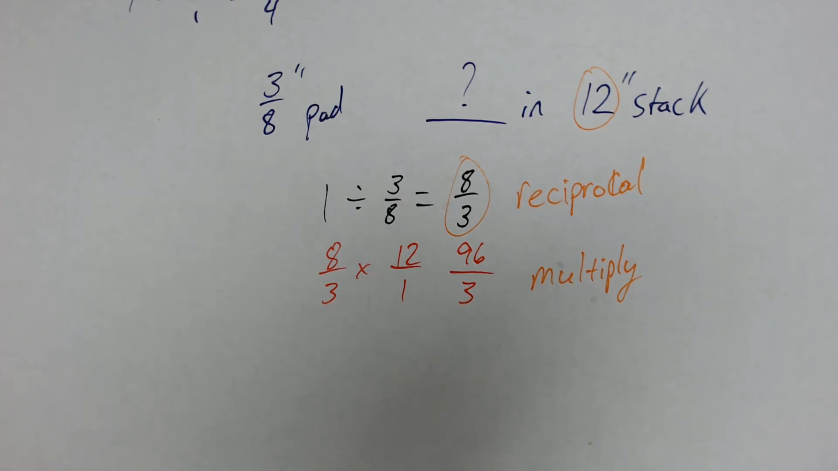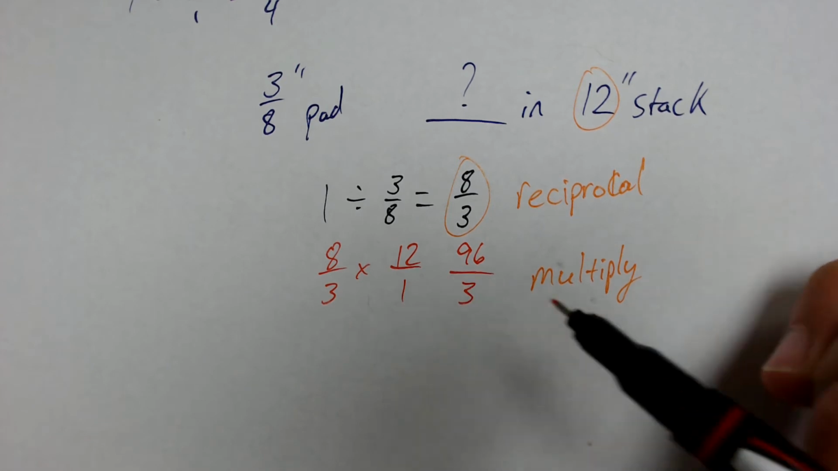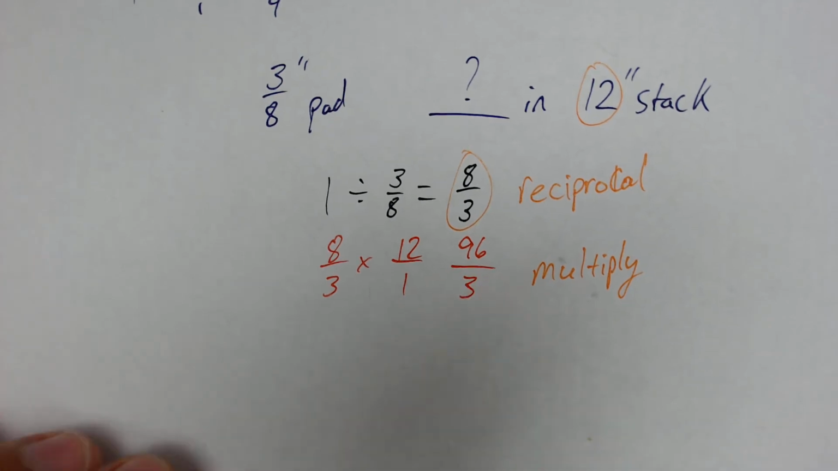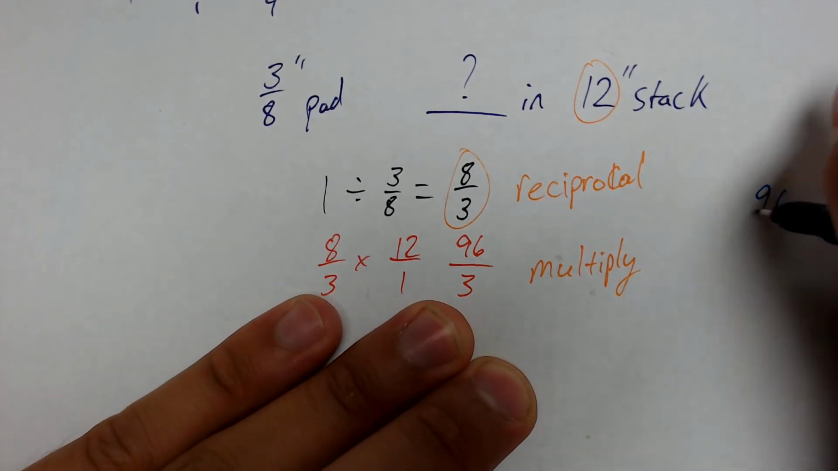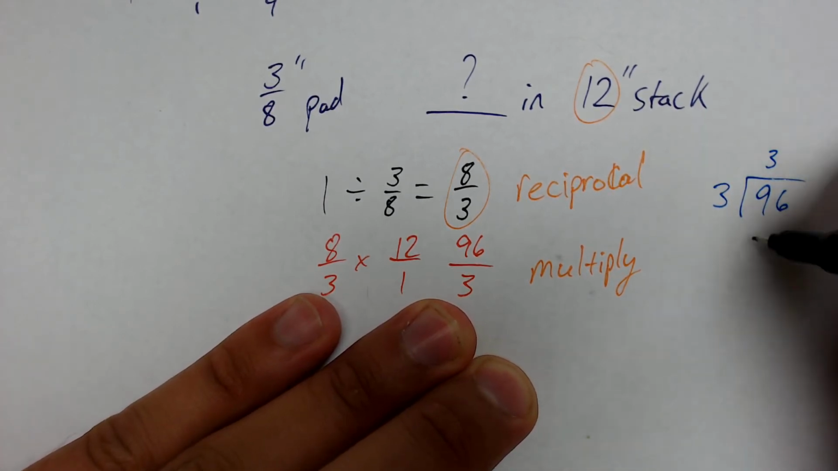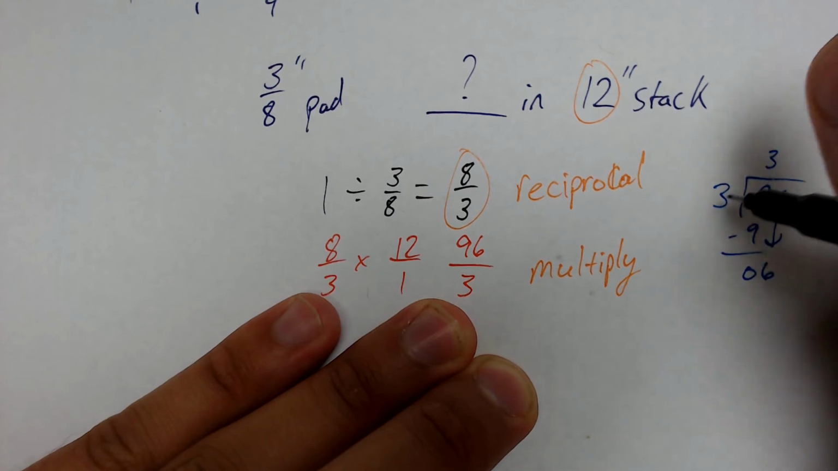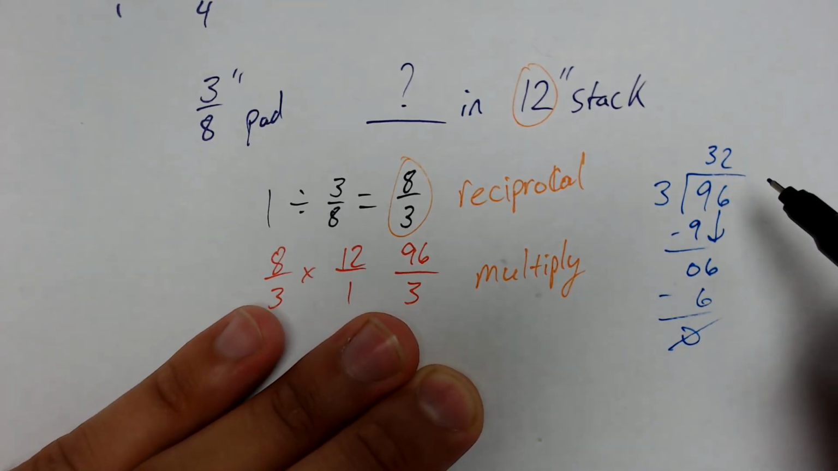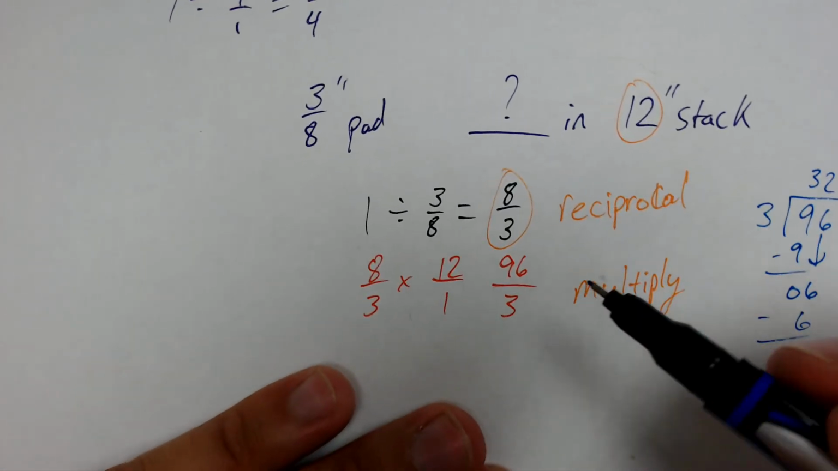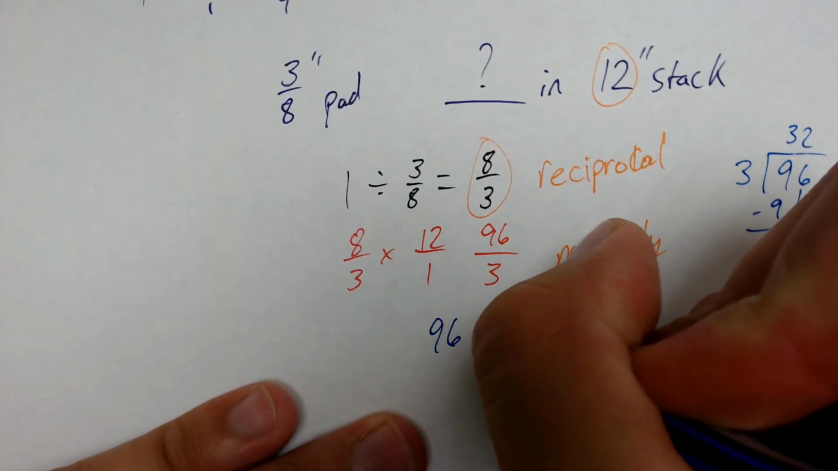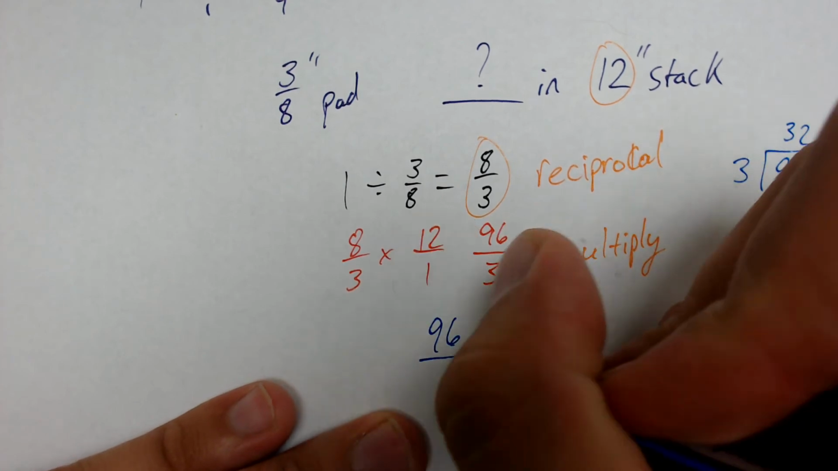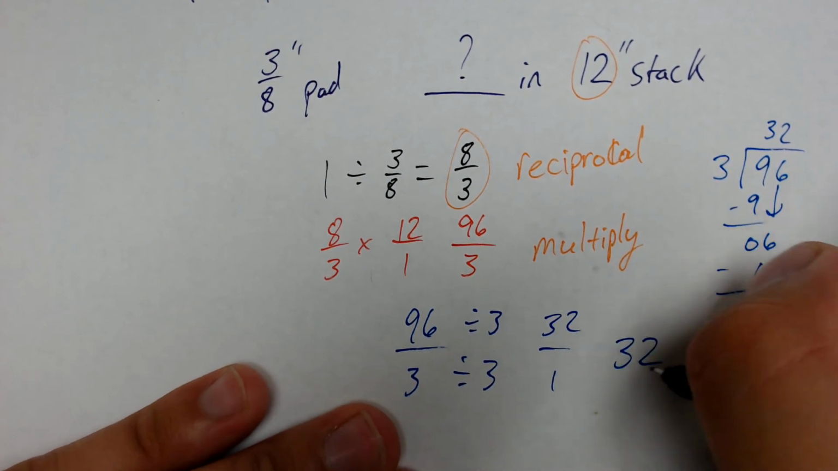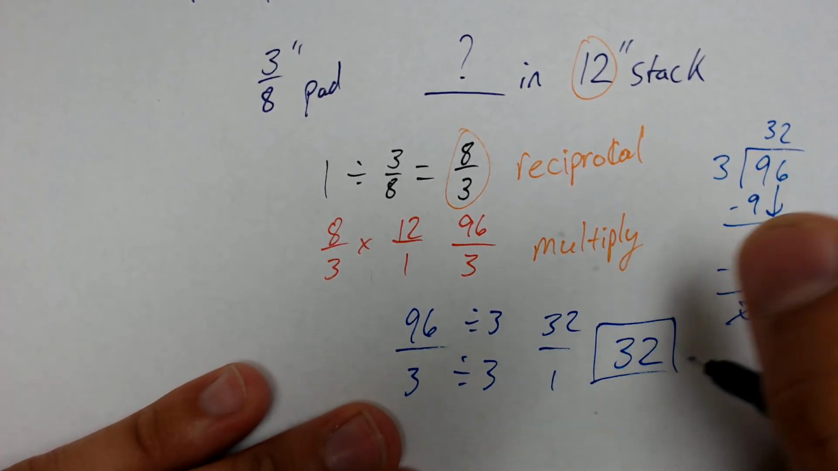Can I reduce this? Well, if I use my divisibility rules, I can take 9 plus 6. That gives me 15. 15 is divisible by 3. So I can divide both of these numbers by 3. Let's figure out what this is reduced. So let's take 96 divided by 3. 3 goes into 9 3 times. 3 times 3 is 9. Subtract 0, bring down the 6. 3 goes into 6 2 times. 2 times 3 is 6. And it zeroes out. So my answer is 32. So if I take 96 and divide it by 3, I get 32. And then if I take the denominator of 3 and divide it by 3, I get 1, which means my final answer is 32 pads.